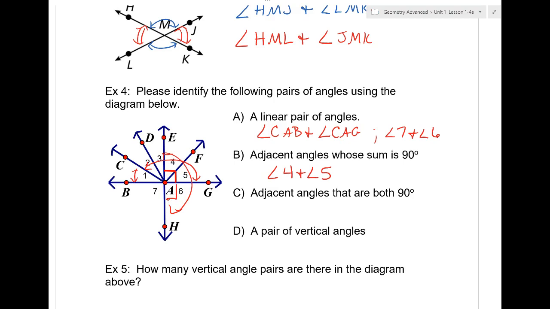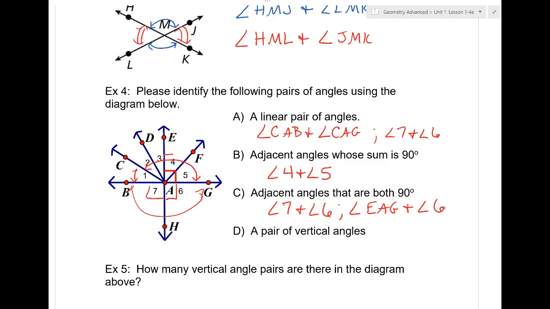Doesn't it? So now think about it this way. If 6 is 90 degrees, what does 7 have to be? 90 degrees, because what do the two of them have to add together to be? 180. Excellent. All right, so angle 7 and angle 6. Could I also have said angle EAG and angle 6? Would that be an option?